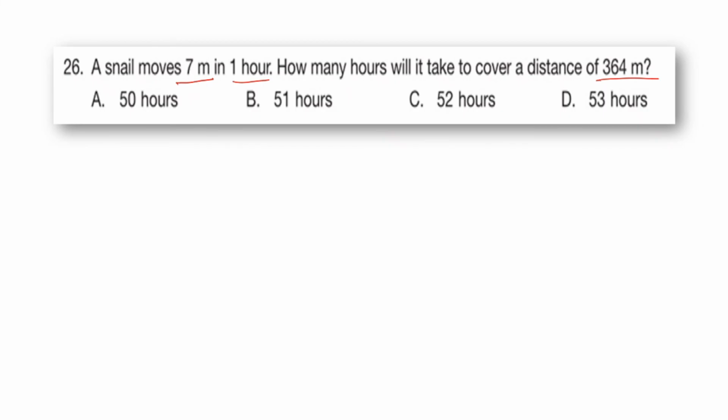Well, let's look at this together. So in 1 hour, the snail travels 7 meters. And we need to find in how many hours, so let's call it x, will the snail cover 364 meters. So kids, what's the easy way to do this? When you write it like this, you just write the equation where x goes here and this comes here, and whatever is here will come down.